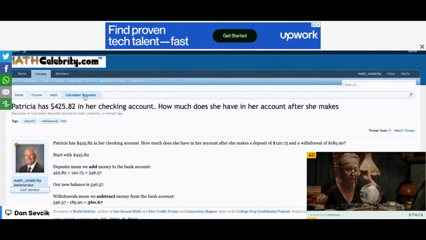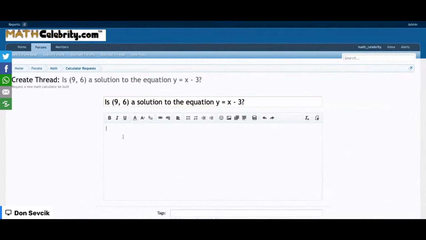Okay, this is a little bit of algebra and equation. Question comes in, is 9, 6 a solution to the equation y equals x minus 3? The ordered pair x, y equals 9, 6. So your x coordinate is first, y is second. Plug in x equal to 9 into y equals x minus 3. We have y equal to 9 minus 3, y equal to 6.